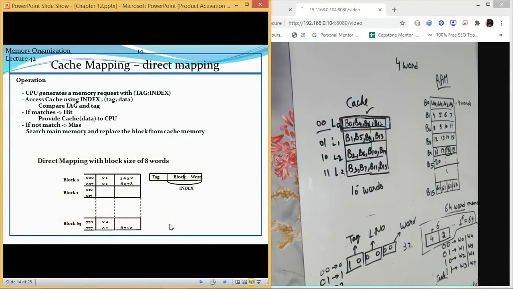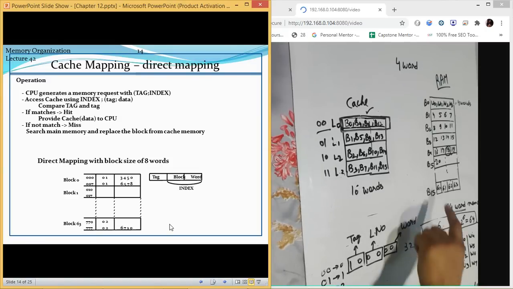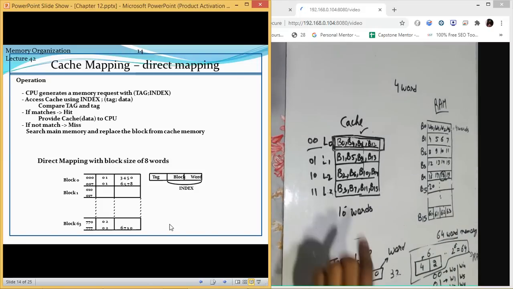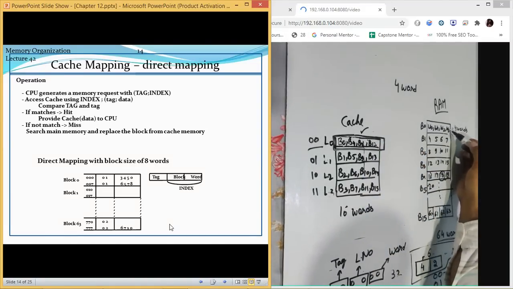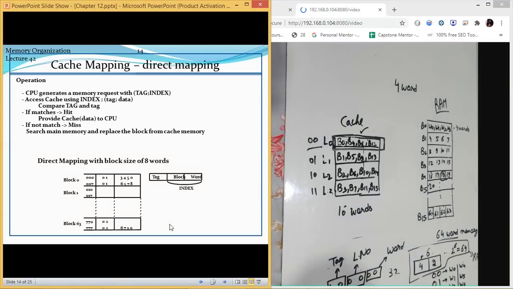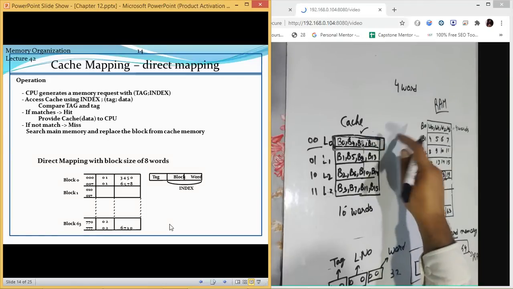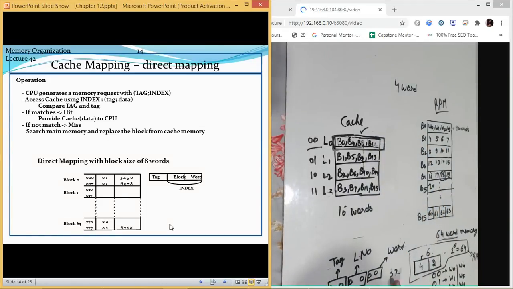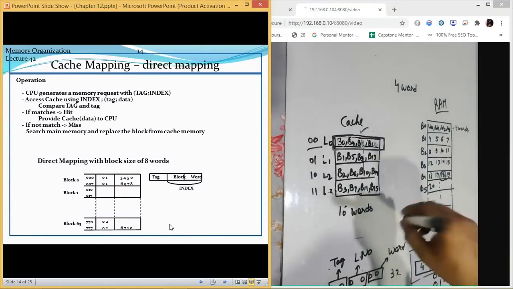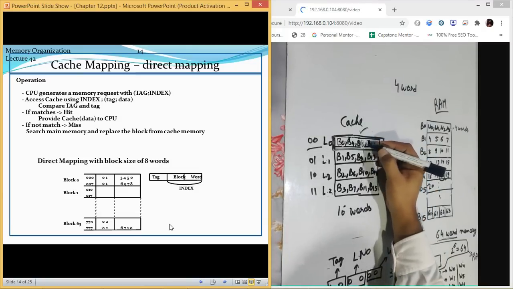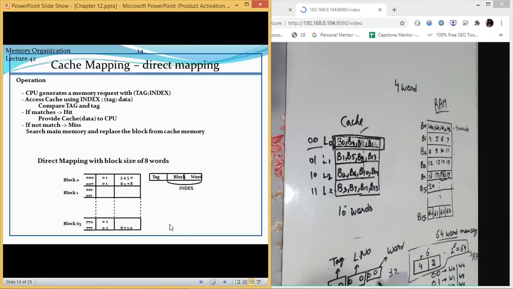Now, if we use the same thing to search the same content inside the RAM, let us talk about this. In this place, if it is B0, B0 means there are four words in it. This is representing the tag, either B8, B12 or something. Now in this case, it is 32. It is B8, which means this is the block B8, and the word is present in the first place.